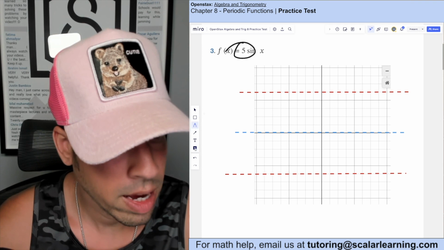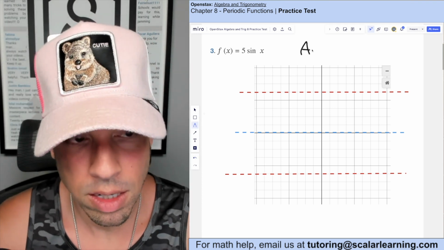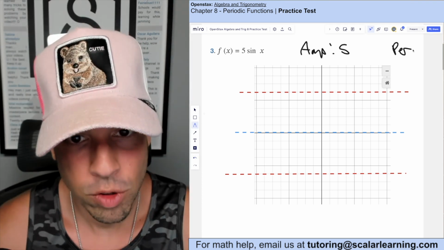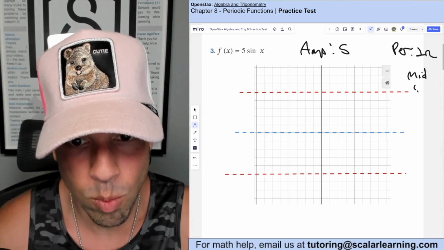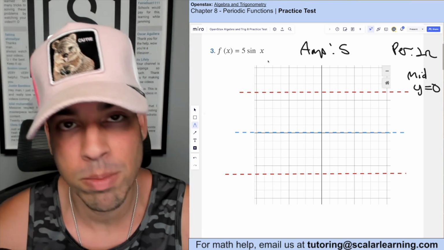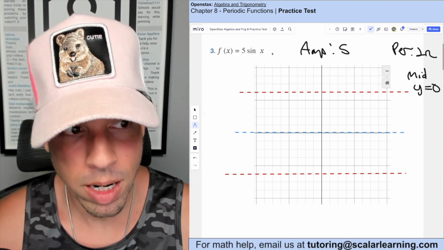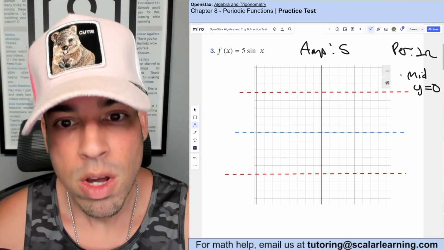So for this one, we have an amplitude of 5 because it's that leading coefficient. We have our period of 2 pi because the period hasn't been modified. And we have a midline at y equals 0 because that hasn't been modified either by a plus or minus constant right here at the end, right? So here we have all our values.